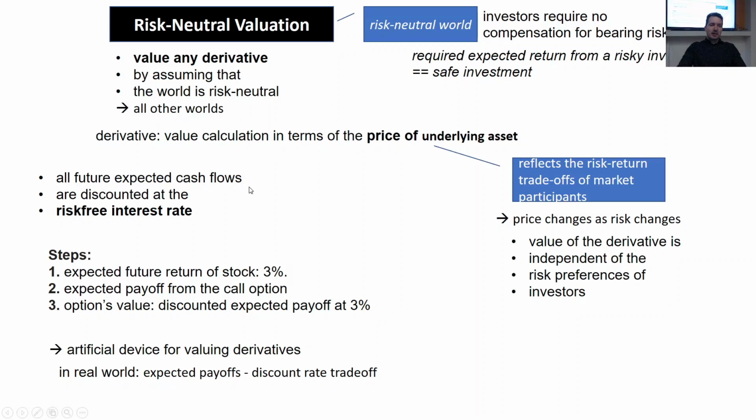That's why all future expected cash flows are discounted at the risk-free interest rate. So that's why we are just using risk-free rates, and no further additional thing when we are pricing futures contracts or options. So what is happening? We have to follow the following steps. Expected future return on stock is 3%. Expected payoff from the call option will be some kind of money. So the option value will be the discounted expected payoff at 3%. So we have done no further things here.